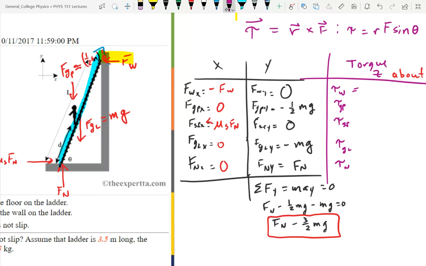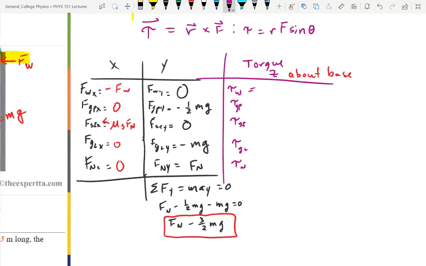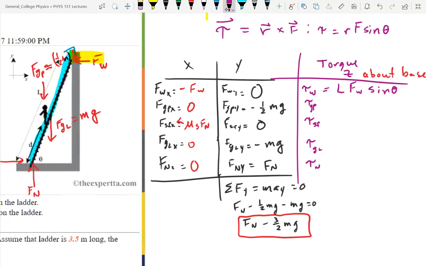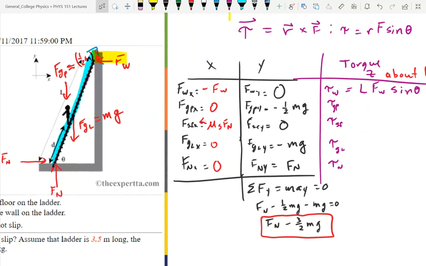We have a triangle here with length L as the hypotenuse. Do we know theta? Theta, we want our answer in terms of theta. Okay. So because that's the opposite side, it will be indeed sine theta. So it's going to be L force wall sine theta. Okay, then we have gravity for the person.